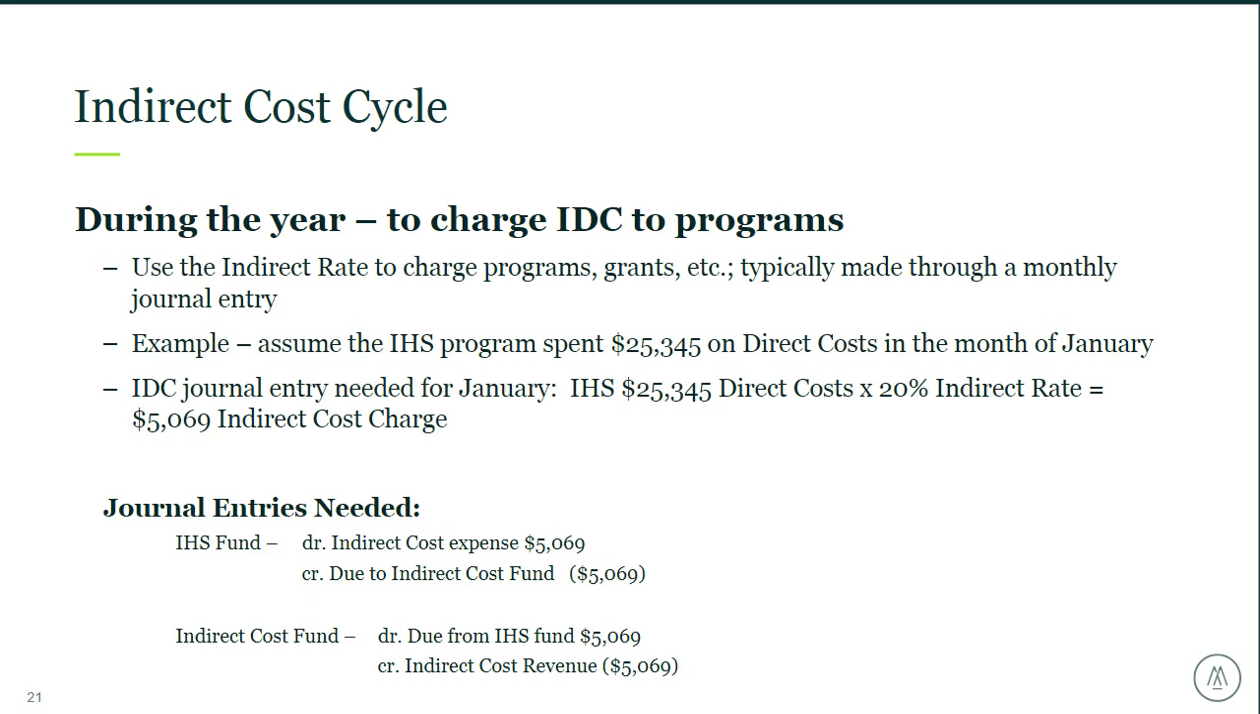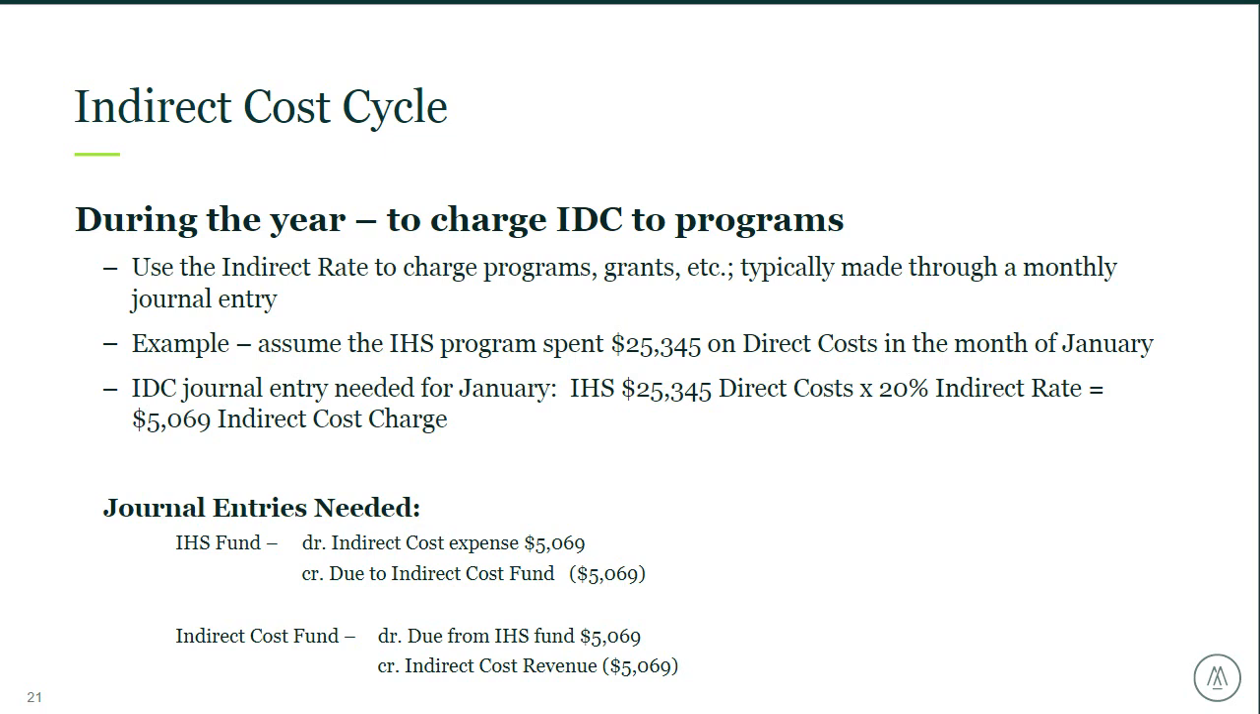So in this example, let's say the IHS program spends $25,345 on direct costs in the month of January, and they have an indirect cost rate of 20%. When I multiply that direct cost by that indirect cost rate, we get the actual indirect cost that needs to be charged to the IHS program of $5,069. And so in the IHS fund, the journal entry will be indirect cost expense, debiting that by $5,069, and then crediting your due to indirect cost fund.